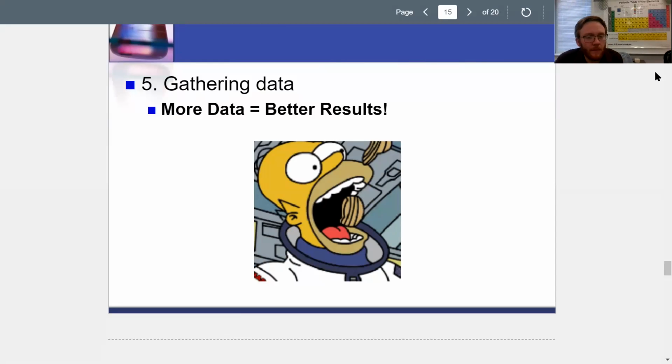So does anyone know what the middle school rule for data is? How many data sets do you need? Minimum. 2? Not quite. We're close. 5? A little bit too much. So generally what most science teachers who know that they're on a time crunch will tell you is 3 data sets. I need 3 pieces of data.